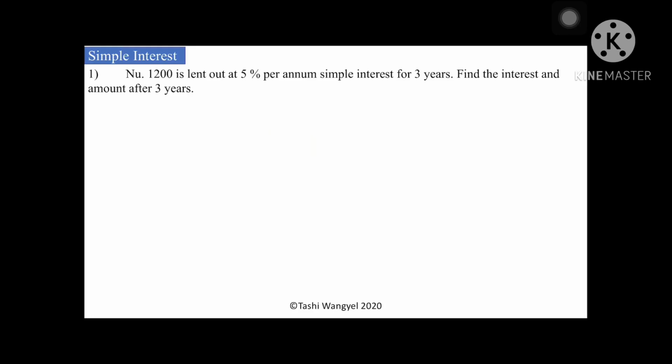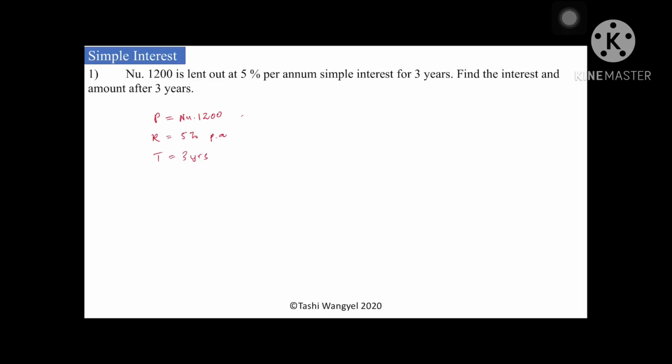The principal is 1200. 1200 is lent out at the rate of 5% per annum simple interest for a time of 3 years. Then we will find the interest and amount after 3 years.